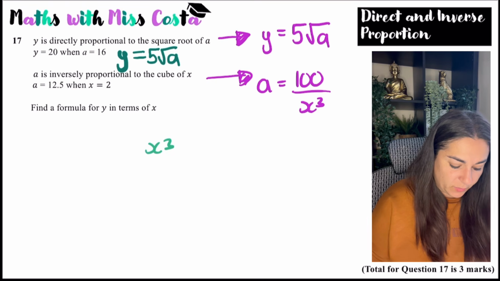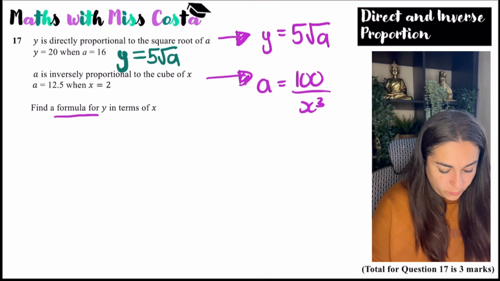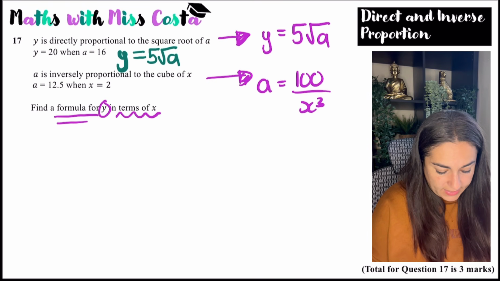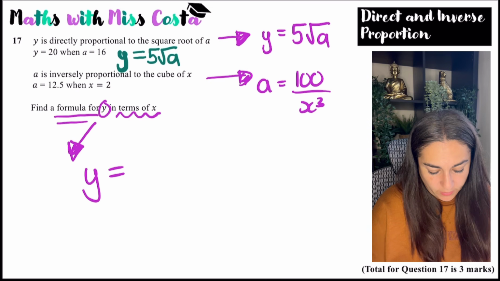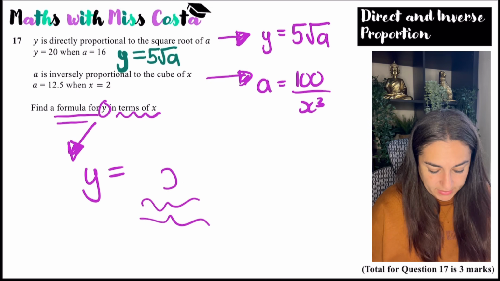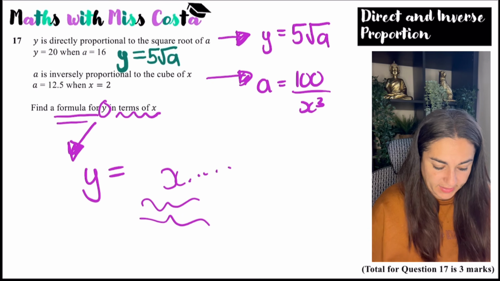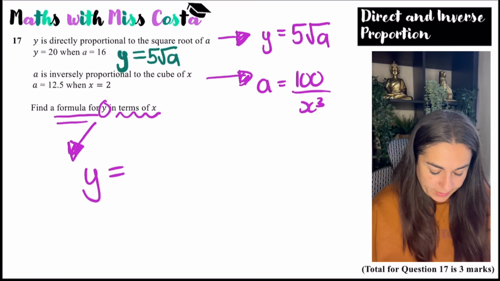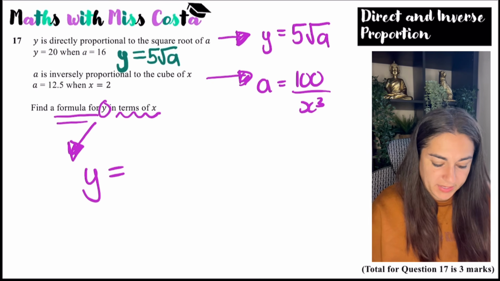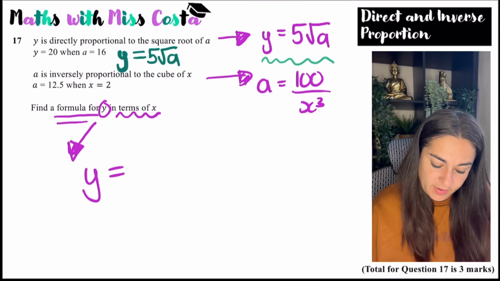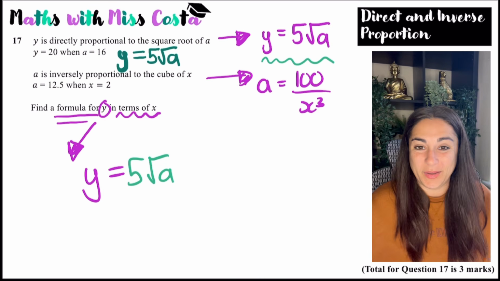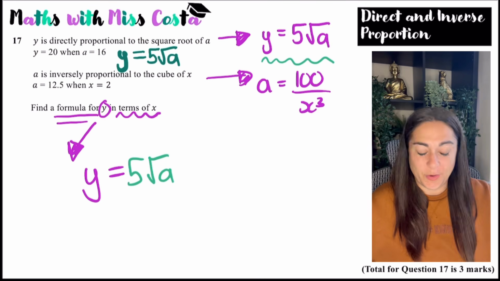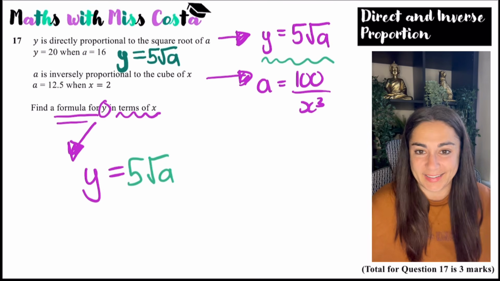Now the next part of the question is saying find a formula for y in terms of x. So I'm finding a formula for y, so I'm going to start with y equals, and I know that this bit here must have x values. So how can I do that? Well, I have the beginning of the equation here. I know that y equals 5 root a. That doesn't help me too much because it's saying write a formula for y in terms of x.